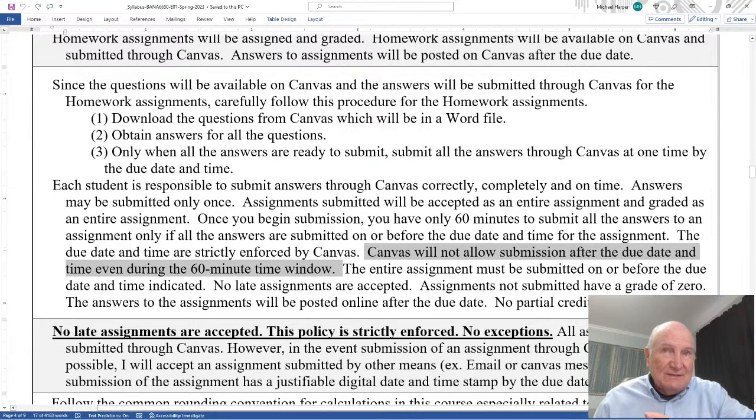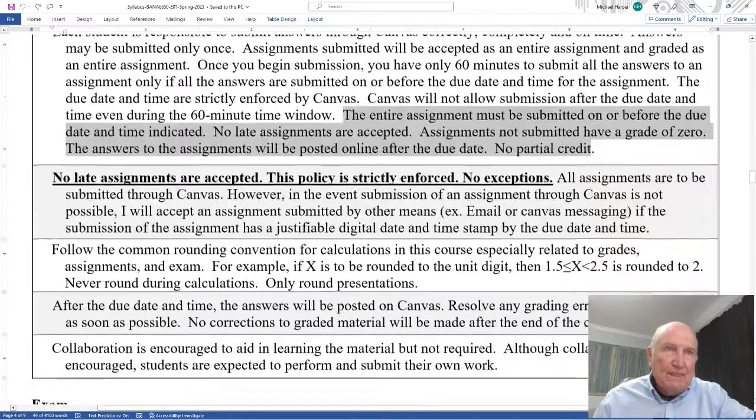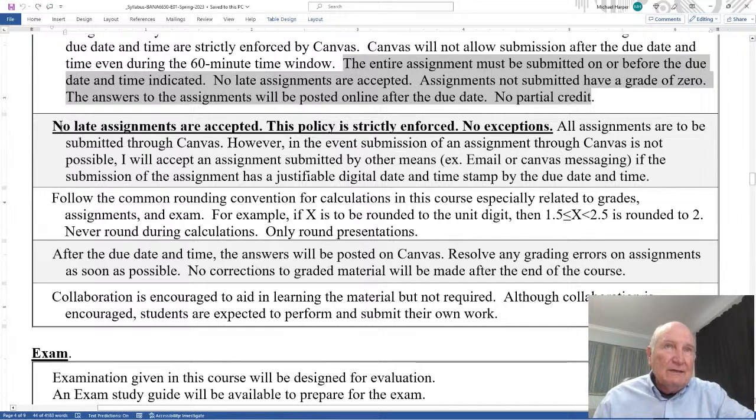No late assignments accepted. The entire assignment must be submitted on or before the due date and time indicated. No late assignments are accepted. Assignments not submitted have a grade of 0. The answers to the assignments will be posted online after the due date. No partial credit. Again, no late assignments are accepted. This policy is strictly enforced, no exceptions.